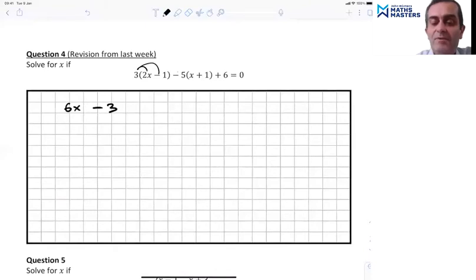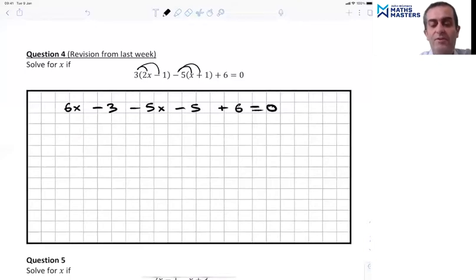Now on the next part, we have minus 5 multiplied by x. Again, minus by plus is minus. So that's minus 5 times x. Then we have minus 5 multiplied by plus 1, which is minus 5. And then we have plus 6 equals 0. So that's very, very straightforward. Now, the reason for the arcs is that immediately if I forget to multiply something out, I'm going to spot it. I'm going to see it straight away.